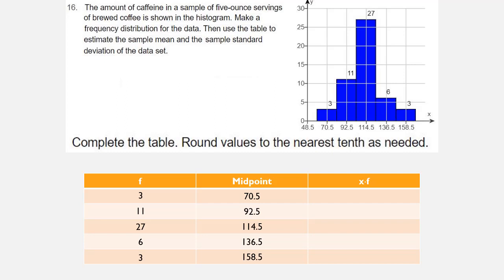So 3 times 70.5 is 211.5. 11 times 92.5 is 1017.5. 27 times 114.5 is 3091.5. 6 times 136.5 is 819. And 3 times 158.5 is 475.5. So that's your table rounded to the nearest tenth.